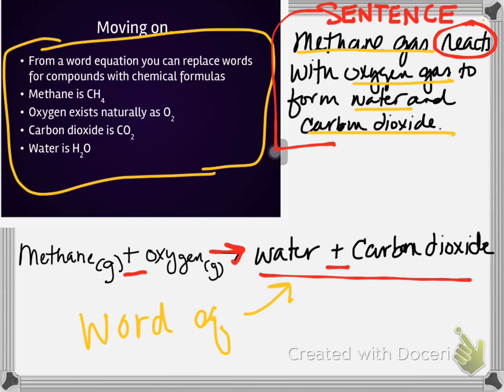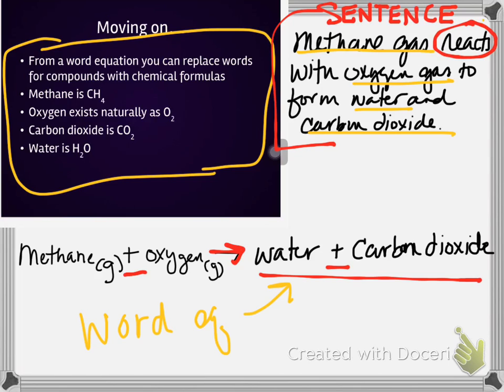The two products are out here. So that's your first step, writing a word equation. When you have your test for this chapter, I'll give you a sentence and I will ask you to write me a word equation, a formula equation, and a balanced chemical equation. You need to be able to do all three of those and understand what the difference is.